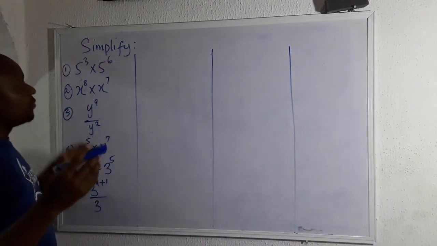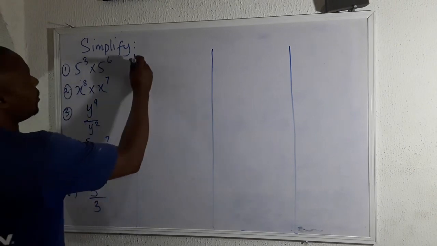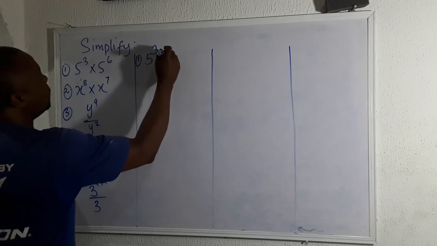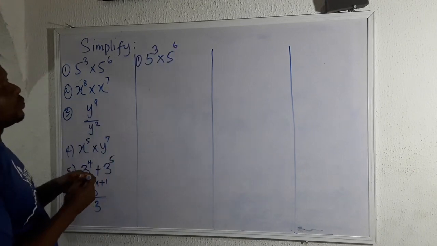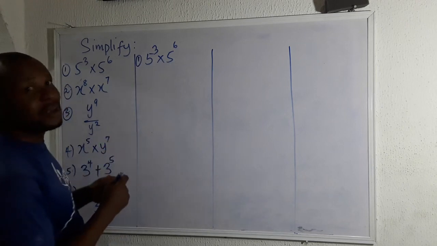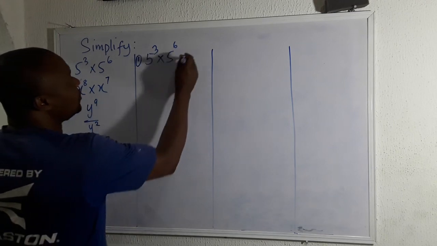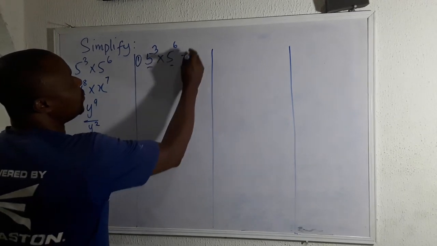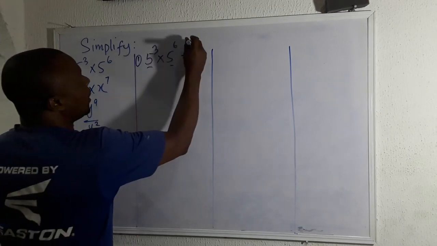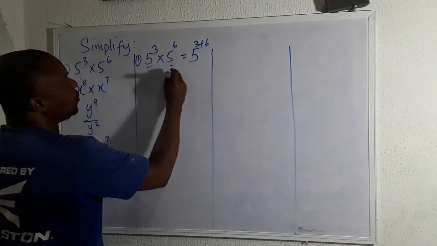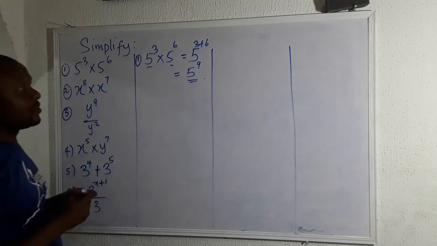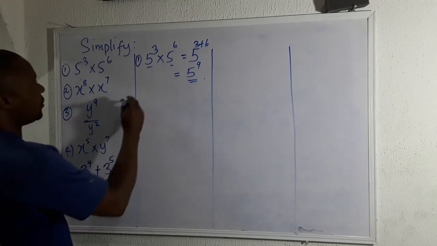Now, very first question is 5 raised to power 3 times 5 raised to power 6. Obviously, we can see that the bases are the same. And we know that there is a law in indices that says that when the bases are the same, we take one of the base and we add the powers. So we now have 3 plus 6. That will obviously give us 5 raised to power 9. So that is it.